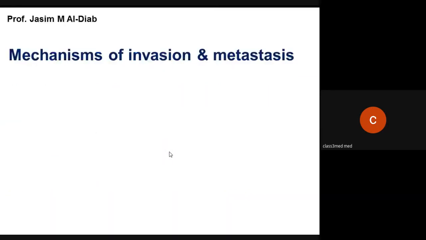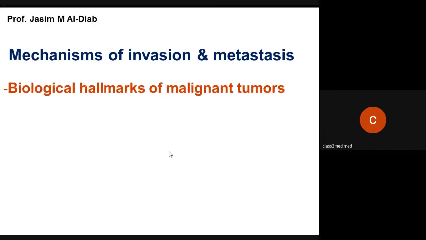We now start the second lecture, mechanism of invasion and metastasis. Invasion and metastasis are the biological hallmarks of malignancy. What does hallmark mean? The very distinguishing sign, the characteristic sign, is called a hallmark. Okay? Without invasion, without distant metastasis, there is no malignancy. The tumor that has no ability to invade and has no ability to metastasize is not a malignant tumor, this is a benign tumor.